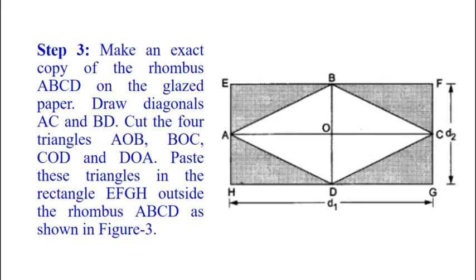Next step, make an exact copy of the rhombus ABCD on the glazed paper. Draw diagonals AC and BD. Cut the four triangles AOB, BOC, COD and DOA. Paste these triangles in the rectangle EFGH outside the rhombus ABCD as shown in this figure.